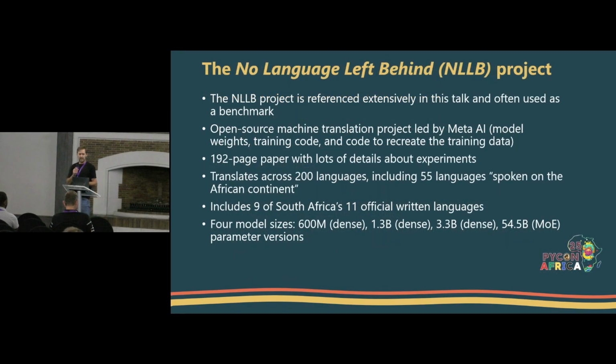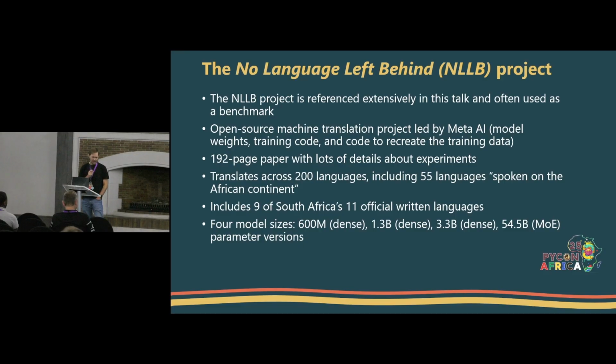I just want to make a quick note about this No Language Left Behind project, NLLB, because I'm going to reference it quite a few times in this talk as a benchmark. It's a project from a few years back from Meta AI, truly open source, not just weights, training code, all the code to reproduce all the training data. They released it with a 192-page paper. Lots of experiments.